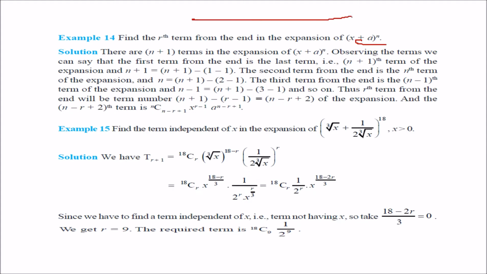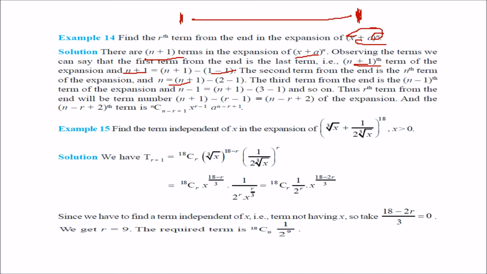See, if this is (x + a)^n, we can say that the first term from the end is the last term. There are n plus 1 terms in (x + a)^n, because if you expand this, you will get n plus 1 terms. So the n plus 1th term can be written as n plus 1 minus 1 minus 1.